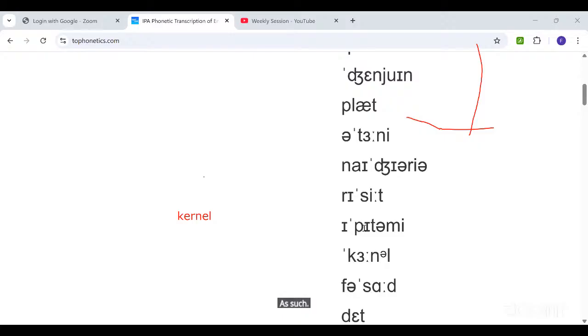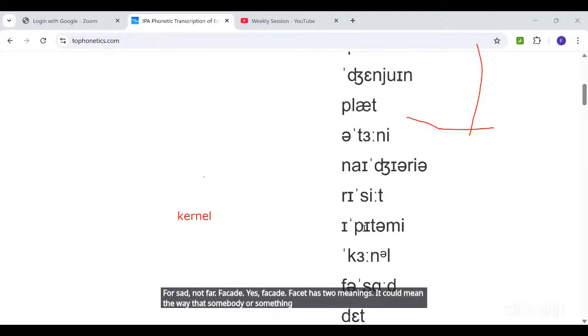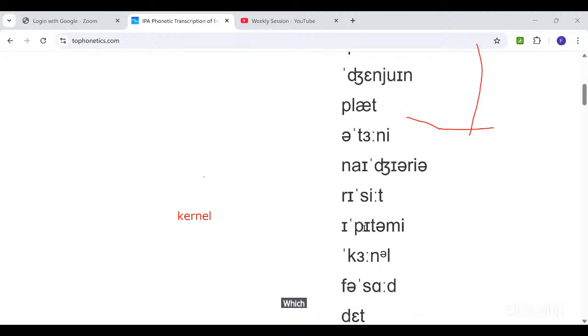Facade, not facade. Facade. Yes, facade. Facade has two meanings. It could mean the way that somebody or something appears to be, which is different from the way somebody or something really is. So you hear people say something like, it's all a facade.